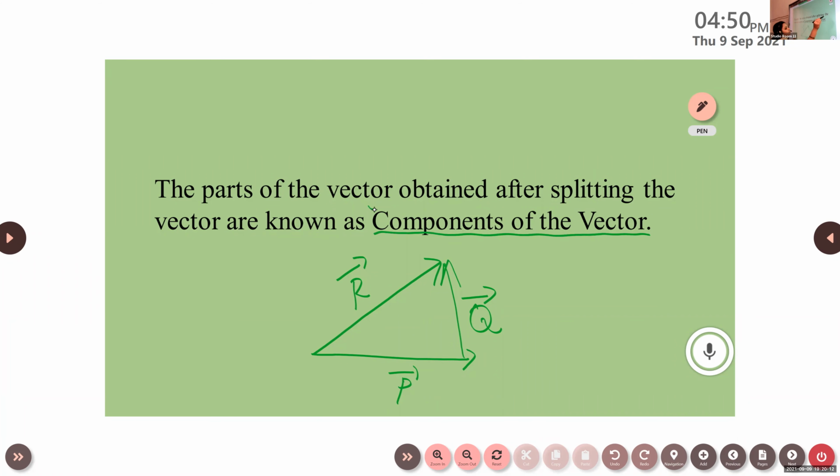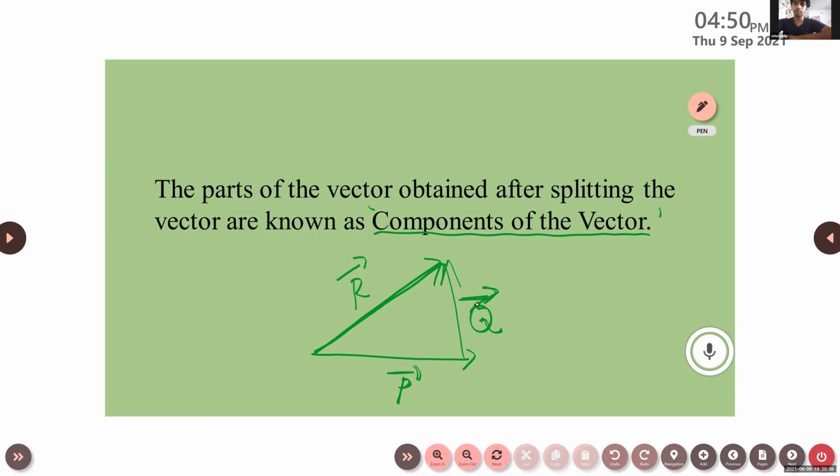We need this definition, then only we can explain vector addition using the component method. So here we split the resultant vector R into two, one is vector P and the other is vector Q. So what are the component vectors here? What are the component vectors?